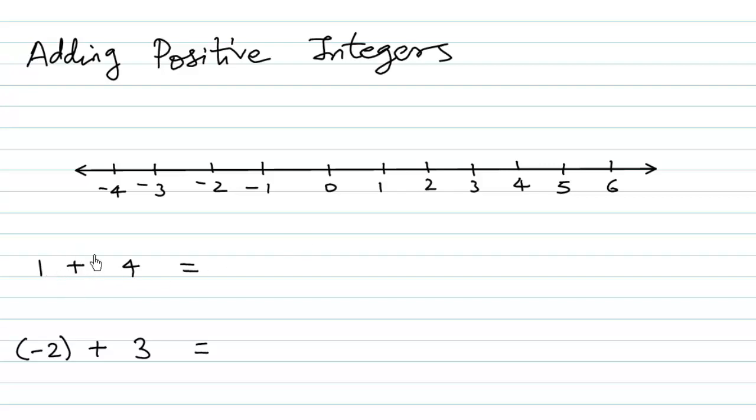What is 1 plus 4? So we are adding a positive integer to 1. So first of all, we should place a marker at 1. So we are placed over here. So this is the starting number.